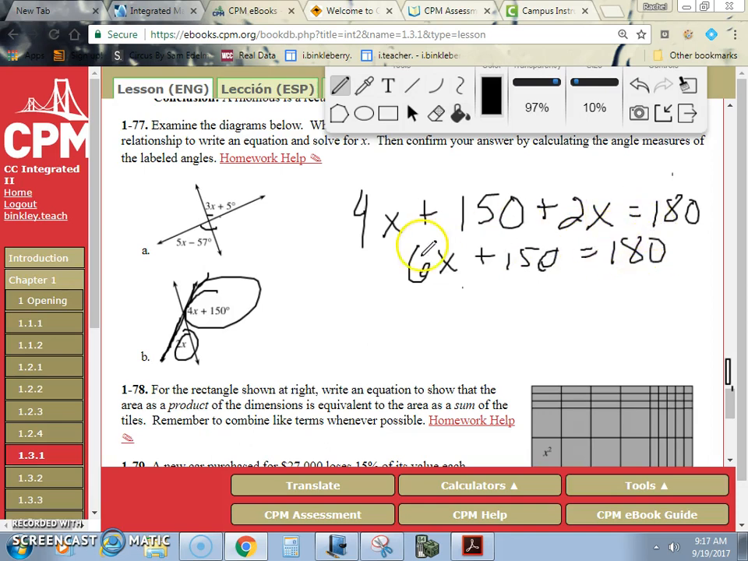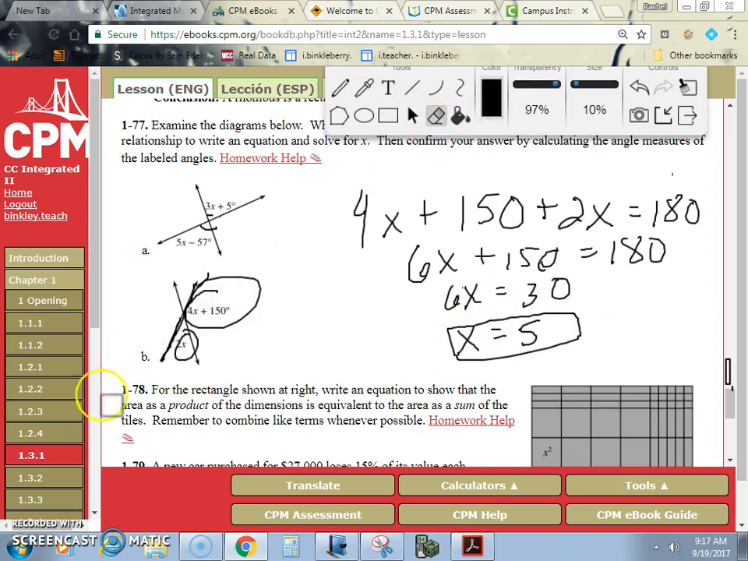Subtract 150 from each side. 6x = 30. So x = 5. So I've solved for x. I have not actually solved for either of those angles, but we can do that right now. If we know that this angle is 2 times x, and I know that x is 5, then this angle is 10 degrees. And if this angle is 10 degrees, to get to 180, this angle must be 170 degrees.